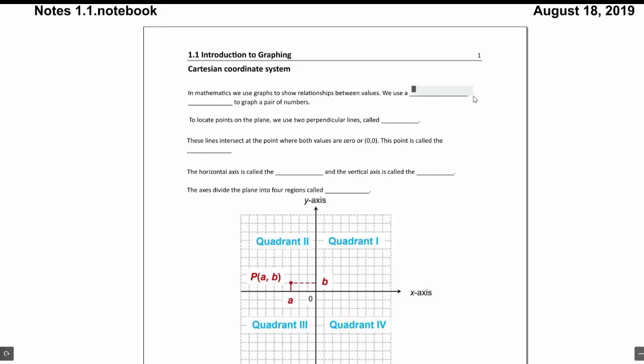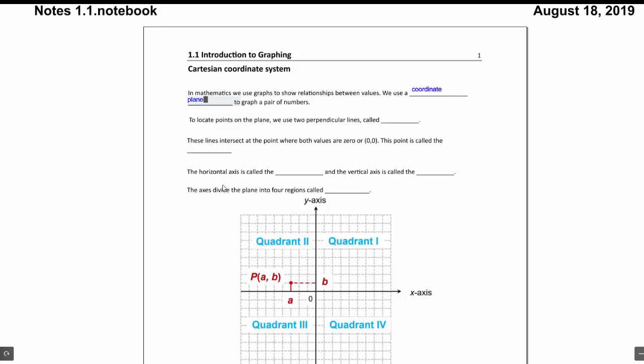But for this first sentence, we use a coordinate plane to graph a pair of numbers. And so that is the Cartesian coordinate system, this whole idea, and this picture down here is actually a coordinate plane. So it is two-dimensional. It's representing points that are on a plane, like a piece of paper, a wall, or a floor. There's nothing three-dimensional, so we don't have anything coming out at us or going back behind the paper.